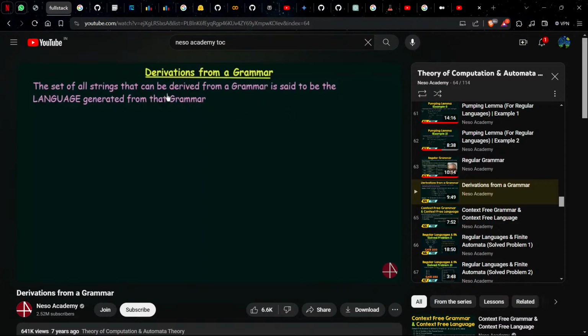The set of all strings that can be derived from a grammar is said to be the language generated from that grammar. So suppose we have a grammar given, and the set of all strings that can be derived from that grammar is known as the language generated from that grammar. Okay, so let's see a single example of that.